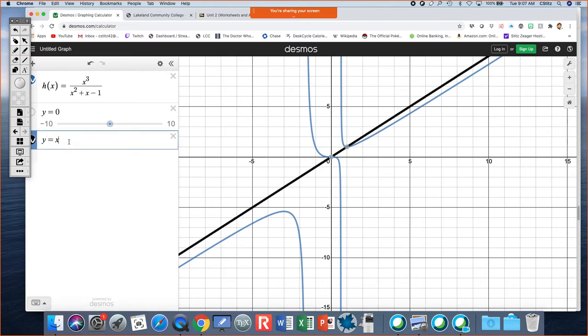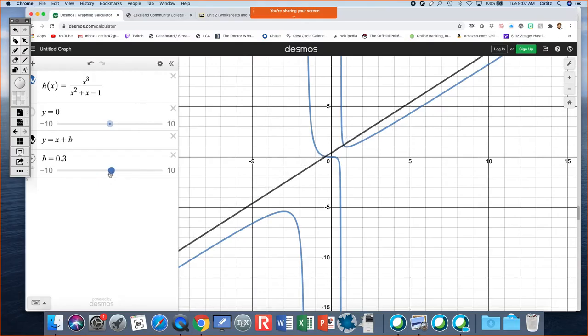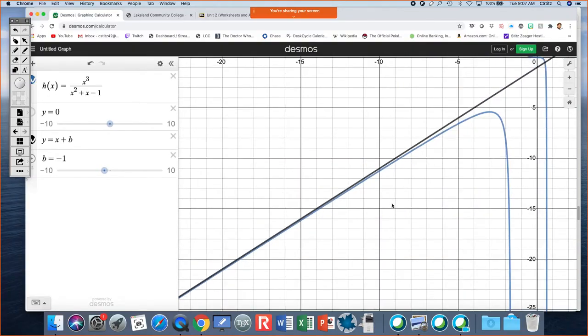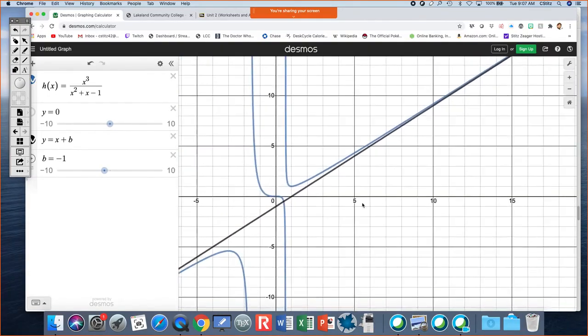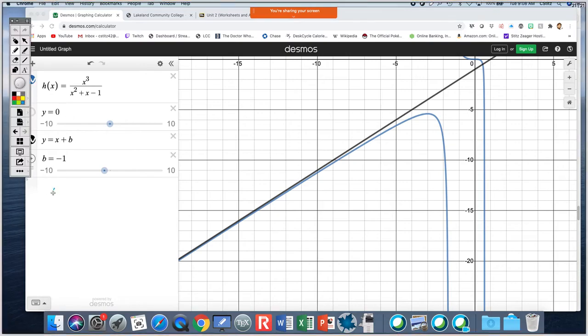What we could do here, just for fun, is add a slider. This is what's great about Desmos: we can experimentally try to figure out what that is by using a slider. So if we move this around, we're trying to figure out which of these it's going to be so that they match up. So it looks like -1 would do it. Okay, so it appears as if y equals x minus 1 is an asymptote. And since it's a slanted line, we call this a slant asymptote.